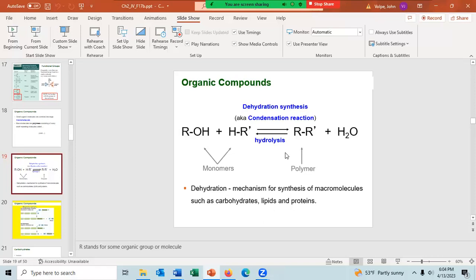So dehydration synthesis is a mechanism for making large macromolecules such as carbohydrates, lipids, and proteins. And then hydrolysis is a process for taking a larger molecule and breaking it into smaller molecules, such as taking a polymer and then breaking it into the monomers. Any question about any of that?